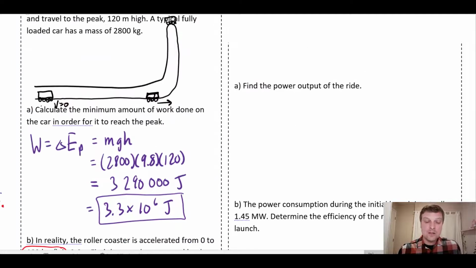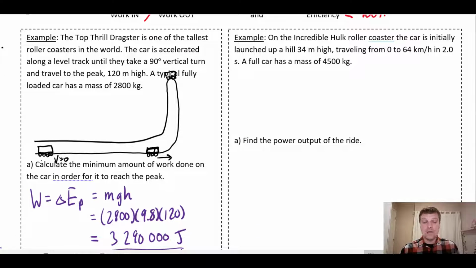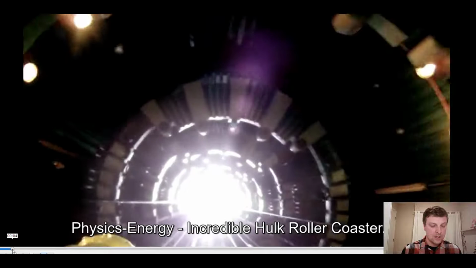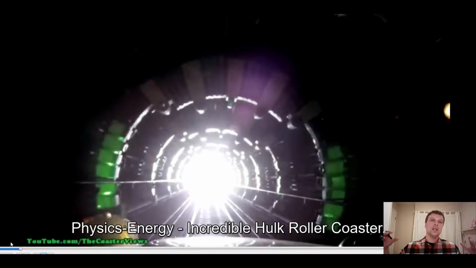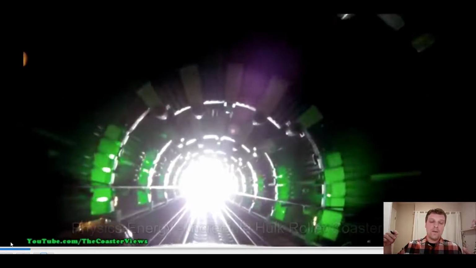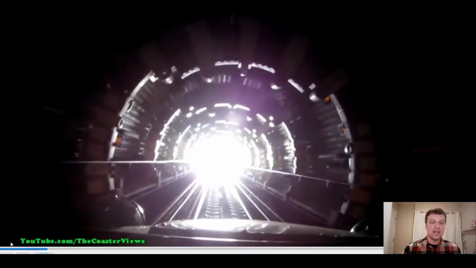Okay, another example of this would be the Incredible Hulk roller coaster, which is equally thrilling, but works a little bit differently. So this roller coaster works by launching you up a hill. An example of this one looks like this. You start off in a tunnel, and then the whole cart gets launched forward from basically rest to some crazy speed before you come flying out the tunnel.